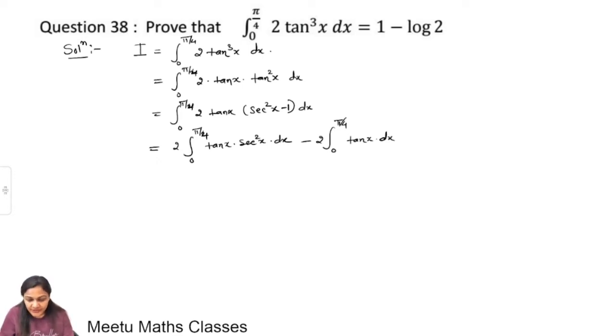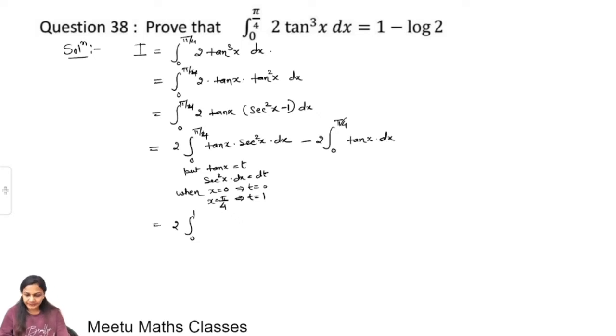Now for this question you can make a substitution. Put tan x equals t. So sec square x dx can be written as dt, and we are also going to change our limits. When x is 0, t is tan 0, that is 0, and when x is pi/4, t is tan pi/4, that is 1. So your limits will become 0 to 1. The integrand is t, and sec square x dx can be written as dt.